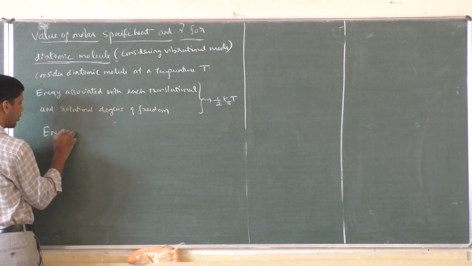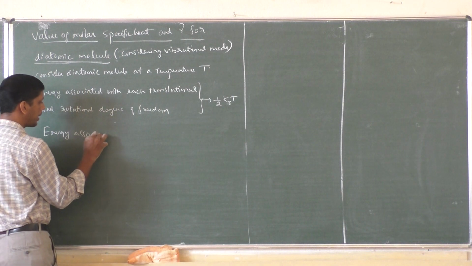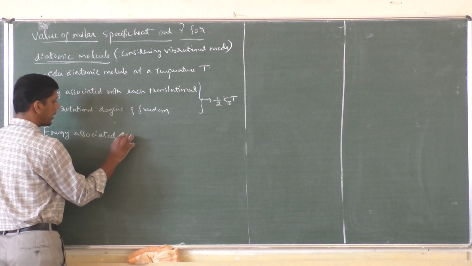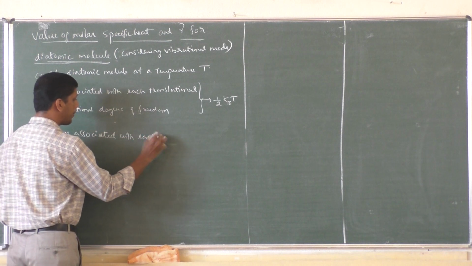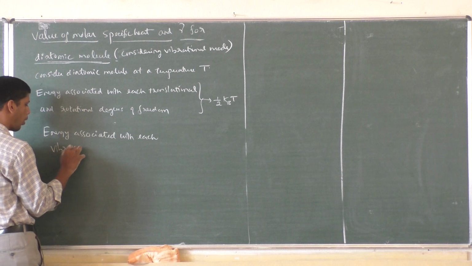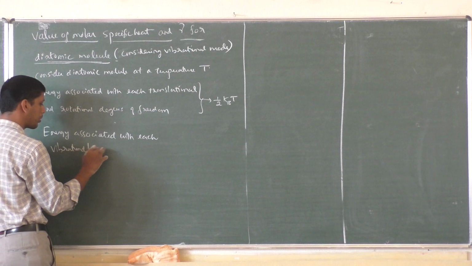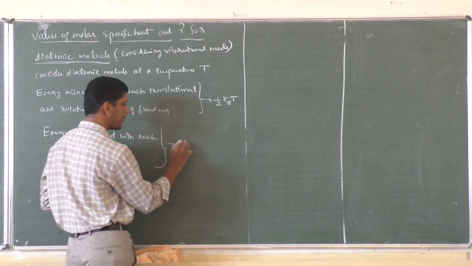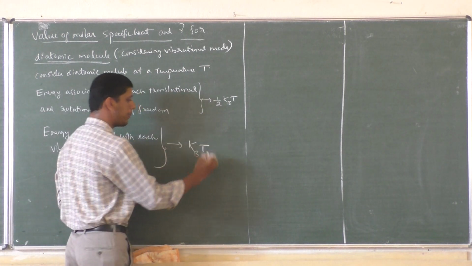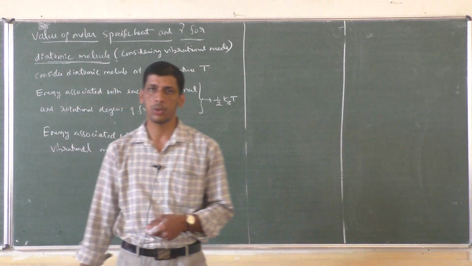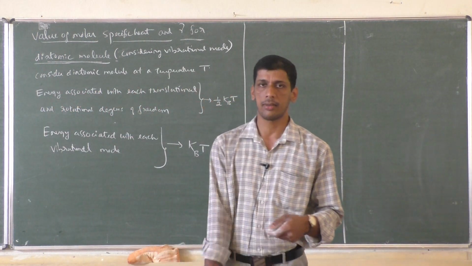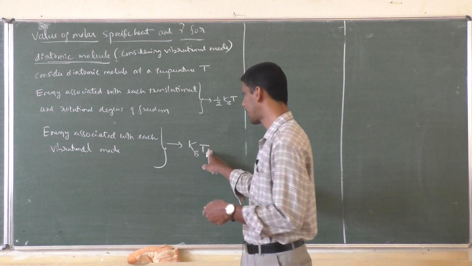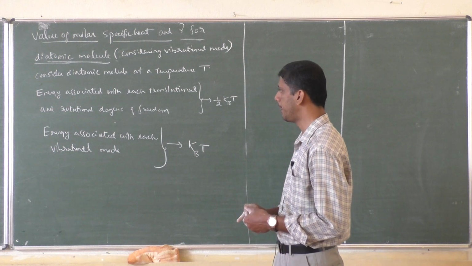Now next is the energy associated with each vibrational mode. How much is the energy associated with each vibrational mode? We already discussed it. The energy associated with each vibrational mode should be equal to kBT, because the vibrational mode includes the potential energy as well as the kinetic energy. So therefore the formula is kBT.